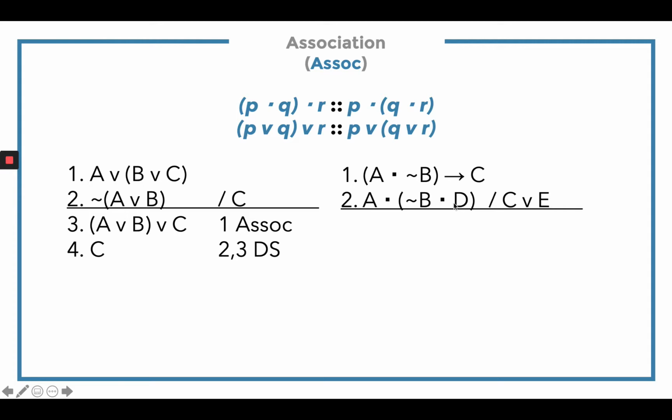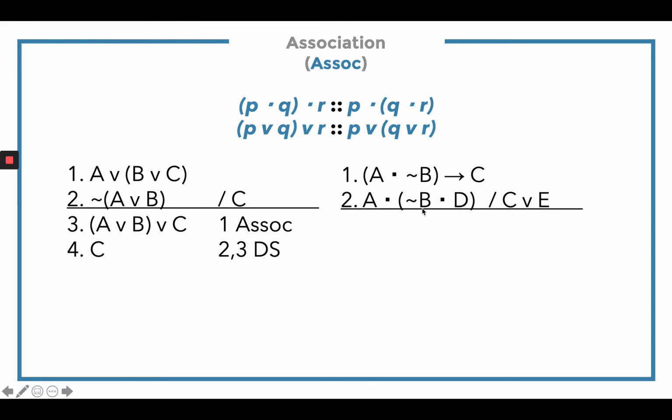Here's another one. If I have A and tilde B, arrow C, and I have A and parentheses, not B, and D, I'm trying to get C or E. So E, that's new. That's not in the proof at all. We know that we're probably going to need to add that on. What I'm trying to get is C. Well, to get C, I need A and not B. In order to get that, I need the A and the not B together.